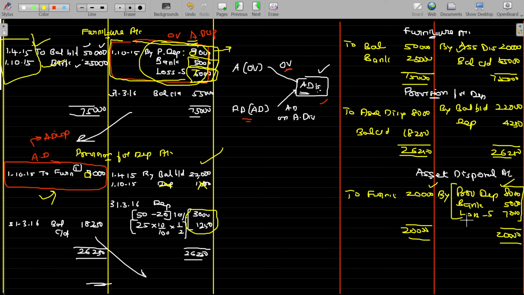The purpose of preparing the asset disposal account is to know more detailed information regarding the asset disposed. Right. Come on, finish up copying this.